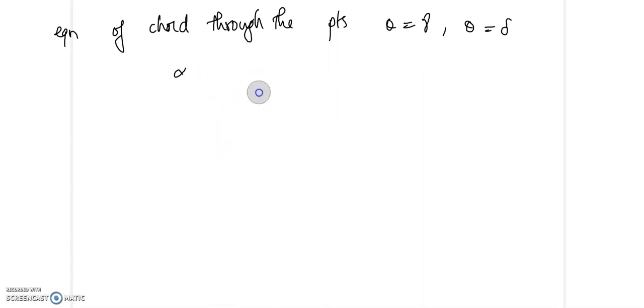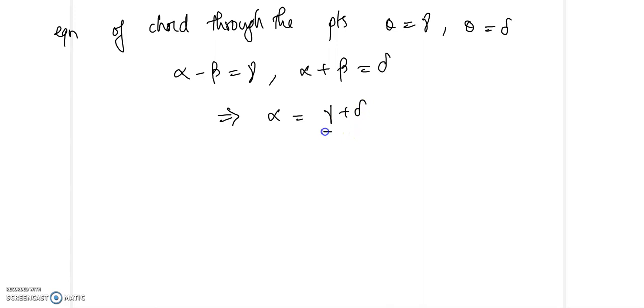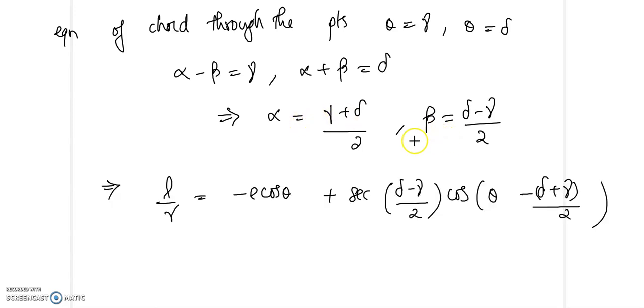Okay, let me take alpha minus beta equal to gamma and alpha plus beta equal to delta, so that will give alpha equal to (gamma plus delta) by 2 and beta equal to (delta minus gamma) by 2. Substituting alpha and beta, the equation takes this form, so we'll get L by R equal to minus e cos theta plus sec((delta minus gamma) by 2) cos(theta minus (delta plus gamma) by 2). So that will be the equation of the chord when the points are of the form theta equal to gamma and theta equal to delta.